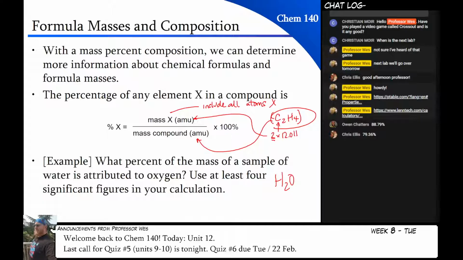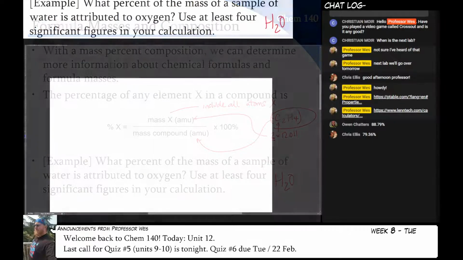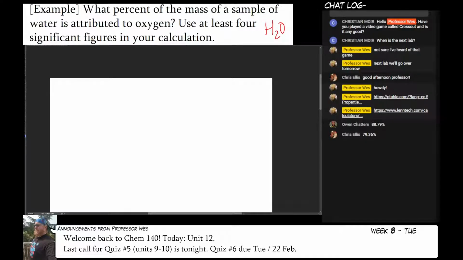All right, according to Lentech, the molar mass of water... I'm going to keep calling it molar mass by accident, when I should be saying formula mass. You'll see why it's called molar mass later. The formula mass of water is 18.02. And oxygen would just be the O part of that, or 16.00. So let's go over here. We'll turn this off and go onto this screen. I can capture that a little better. There we go. And let's do that calculation.